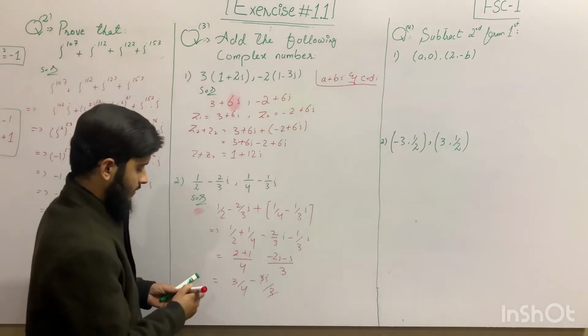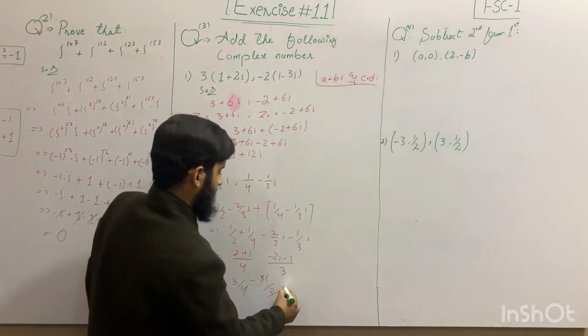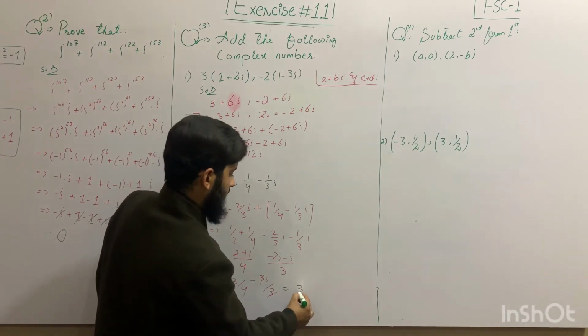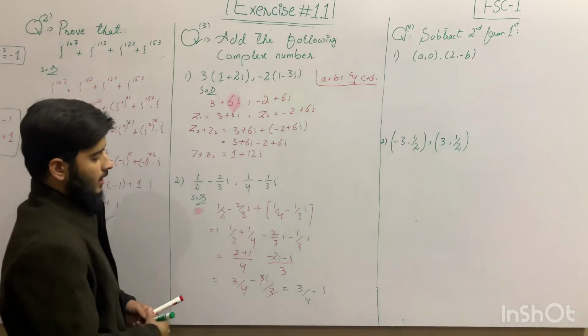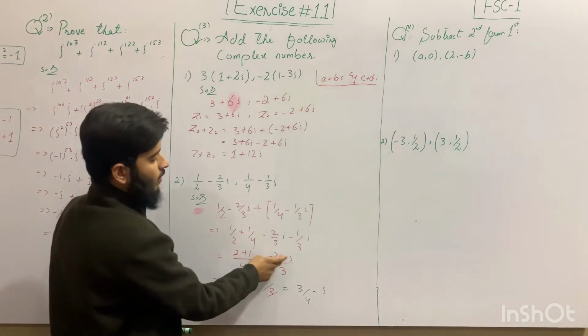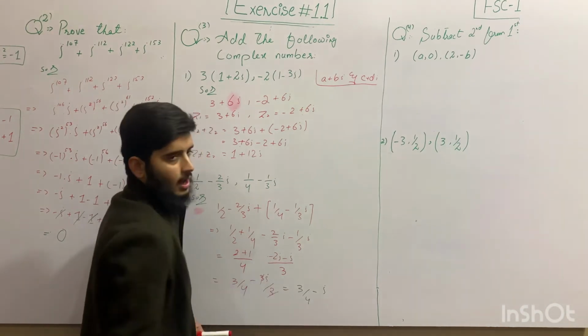Let me write the answer in this color. So this is equal to 3 by 4 minus iota. This is the answer, because it gives me 3 by 4, and this gives me minus 3 iota over 3. 3 cancels with 3 to get only iota.